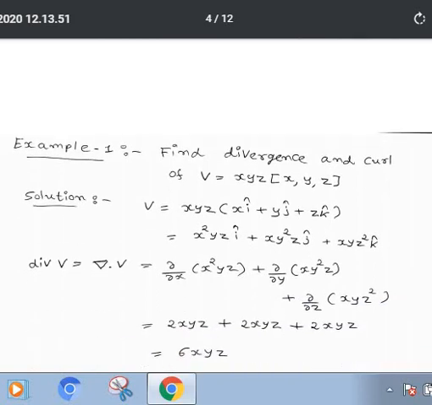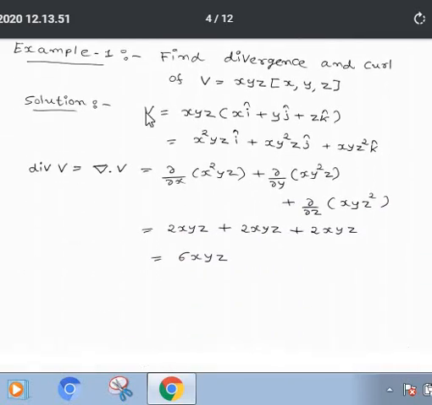Now we will take some examples. Example number 1: we have to find out the divergence and curl of v equals x y z into the vector x comma y comma z. So solution, v equals x y z, and this is nothing but the vector x i plus y j plus z k. Now multiply this by x y z, so that will be the result x square y z i plus x y square z j cap plus x y z square k cap.